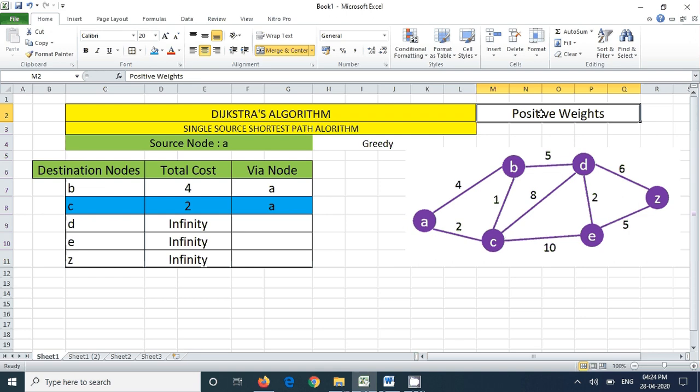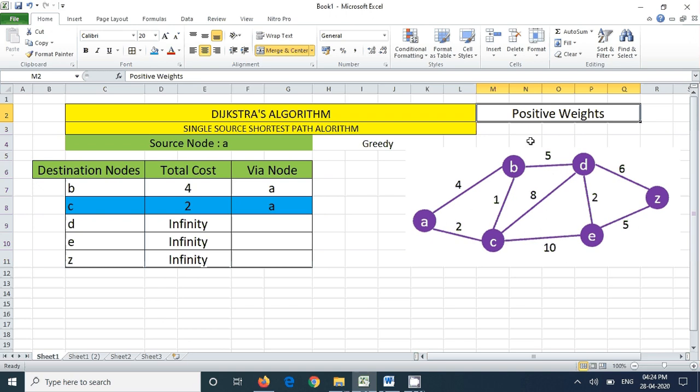But it will not work for negative weights. If there is a negative weight, for example, A to B is 4, and this is minus 5, then minus 5 plus 4 is minus 1, and this is minus 8. Minus 1 plus minus 8 is minus 9. So A to C will be minus 9. Here A to C is 2. So this route I will be taking.